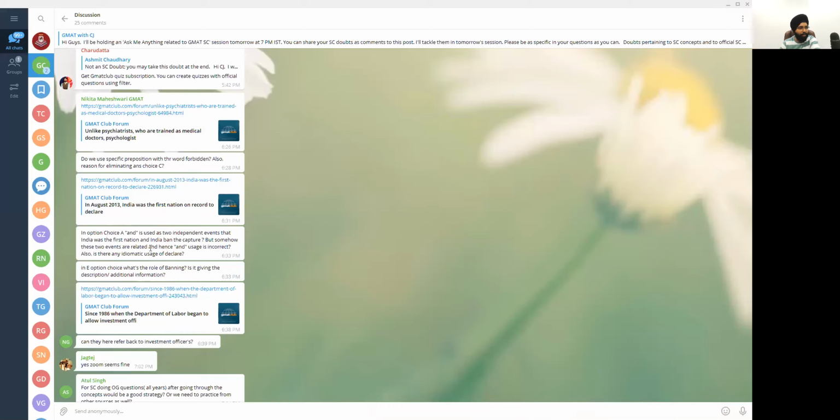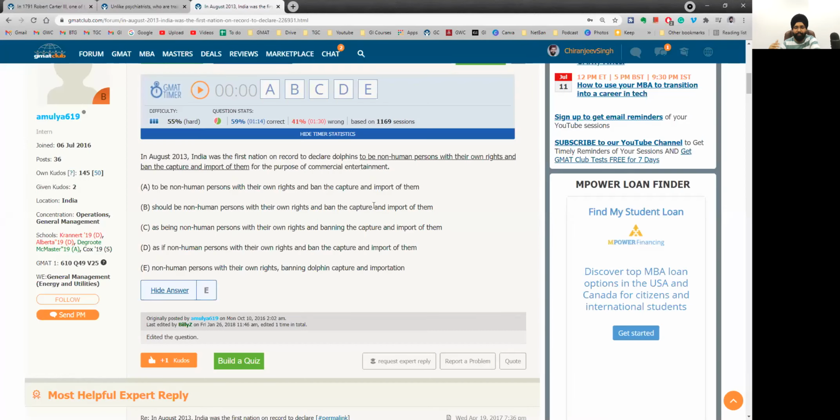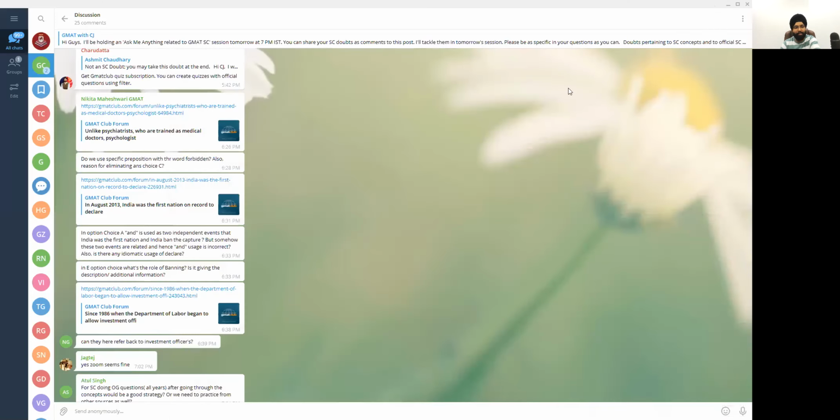Somehow these two events are related, and hence, as I said, I think the idiomatic use, I believe, is declare X Y, not declare X to be Y. That's what I believe. I'm not very good with idioms. So I think the "to be" is probably an issue here. For example, you declare these dolphins non-human persons. Declare X and then Y. That's it. But again, I will say cross-check.